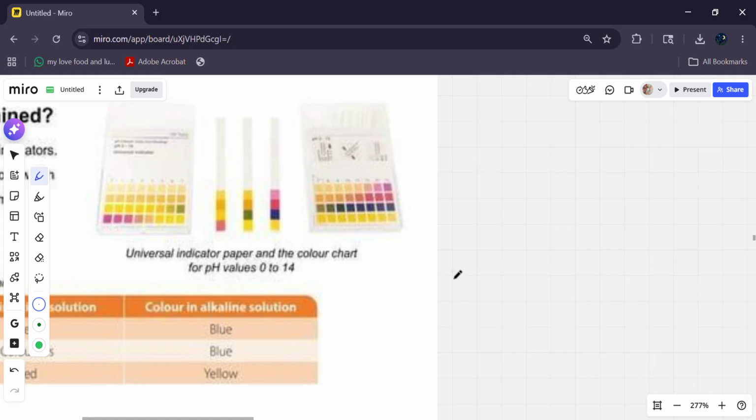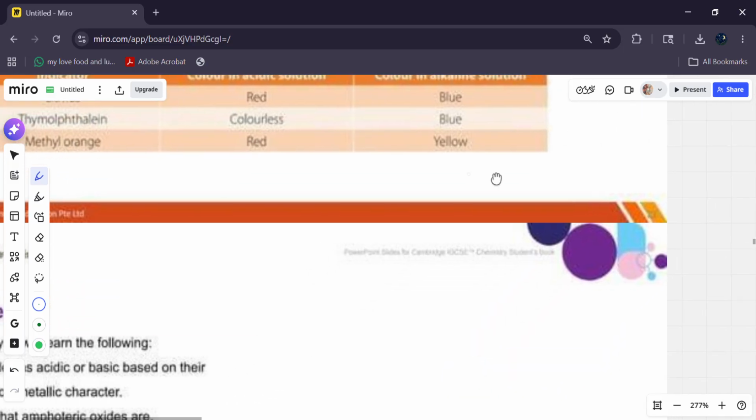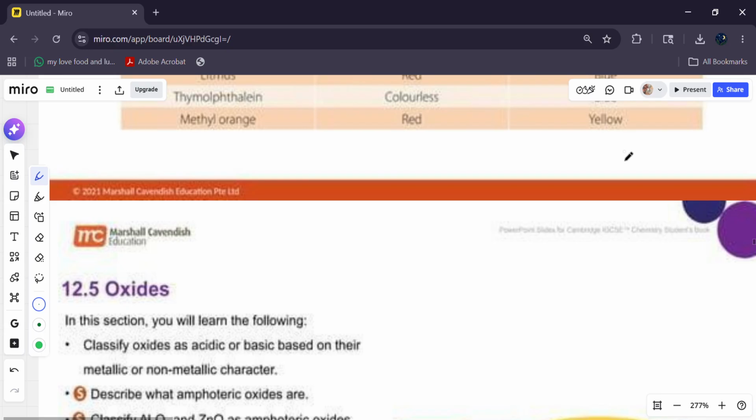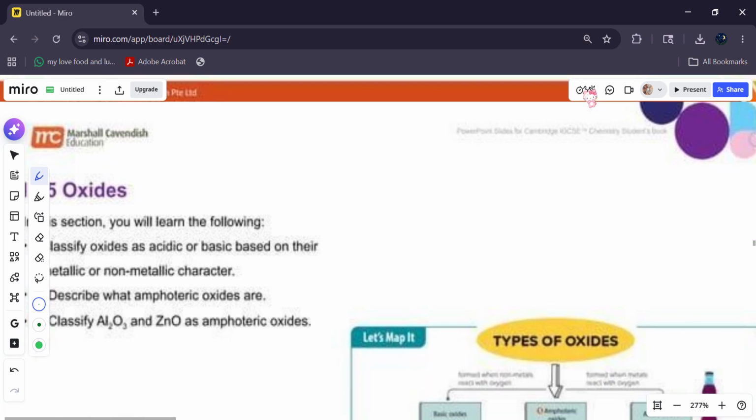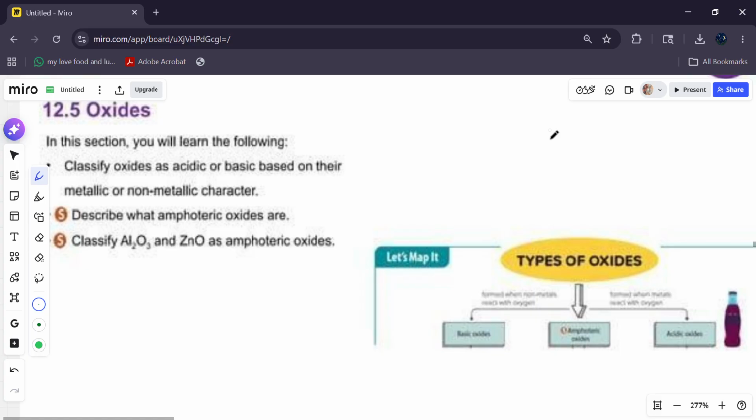So now that we've known that, let's move to our next section, which is chapter 12.5, which is oxides. In this section, we're going to learn about classifying oxides as acidic or basic based on their metallic or non-metallic character. We're going to describe what amphoteric oxides are. So let's move on.